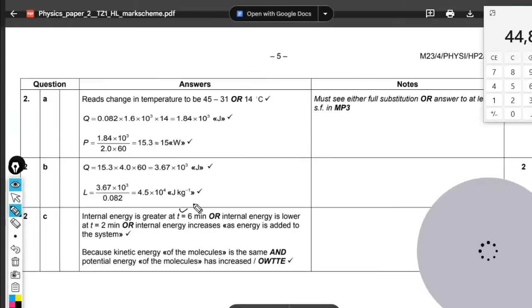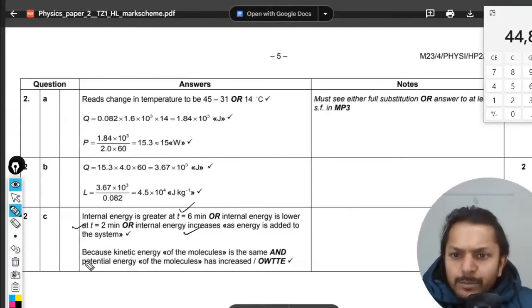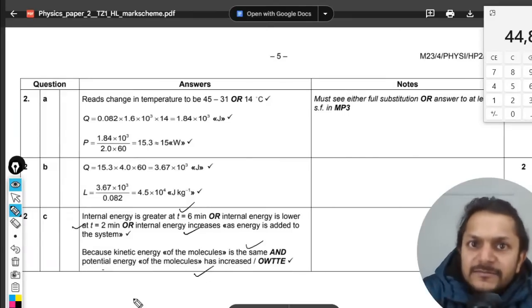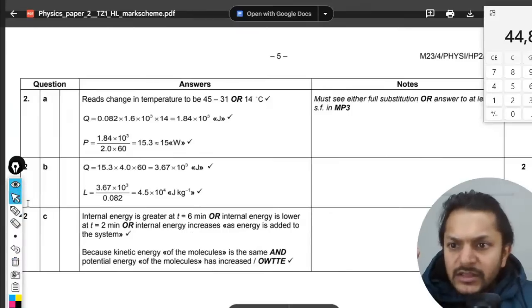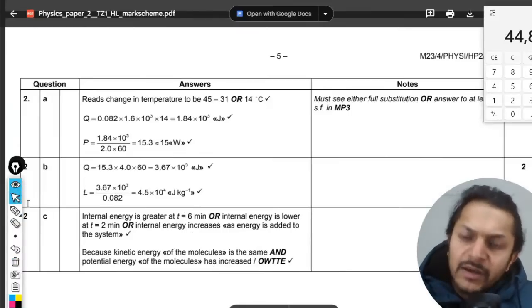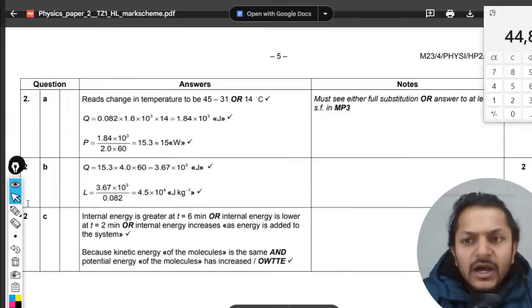Internal energy is greater at 6 minutes, or the internal energy is lower at 2 minutes. Internal energy increases. Yeah, this is the first statement that we made. Now, because kinetic energy is the same, potential energy increases. So there it is. So this is the second question for May 2023 time zone 1.